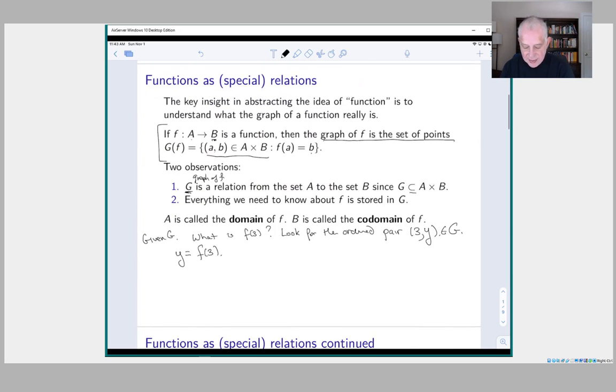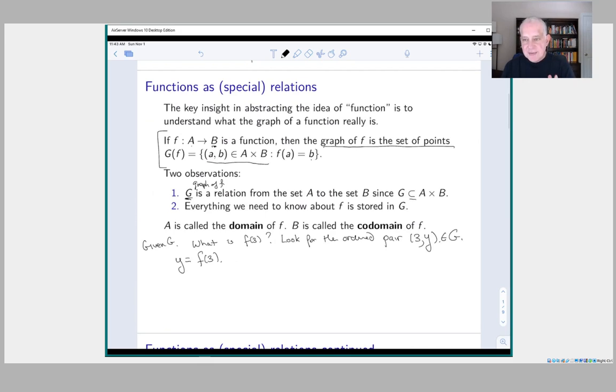And just to reiterate, the two sets that are involved here are called the domain and the codomain of the function, and the graph is a subset of the Cartesian product of the domain and the codomain. So far this is kind of descriptive. Now what we're going to do is turn it on its head and make it into a definition.